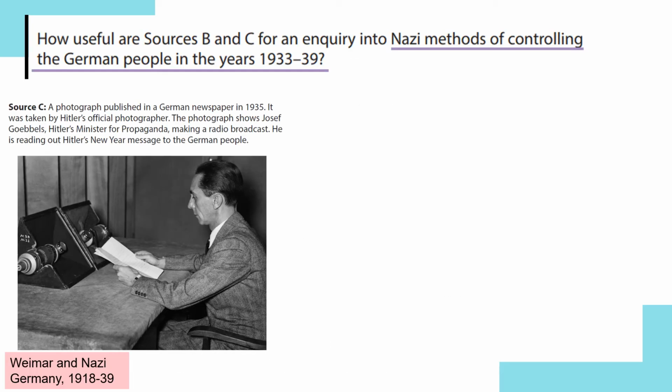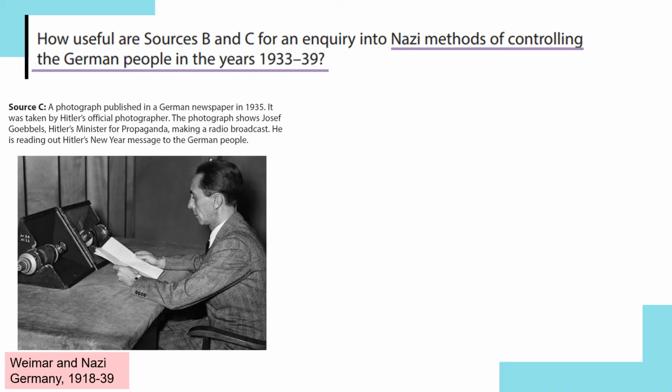We'll see now from this question, the provenance tells us that it's a photograph published in a German newspaper in 1935. It was taken by Hitler's official photographer. So you would need to discuss the content of this and how that is useful for this inquiry on understanding Nazi methods of control of the German people in the years 33 to 39.